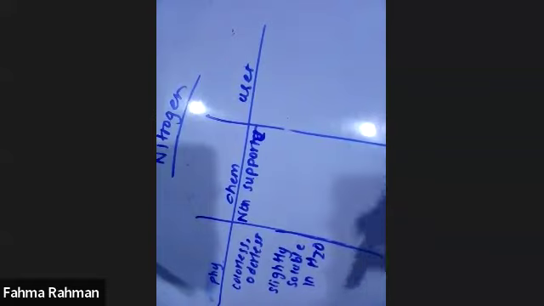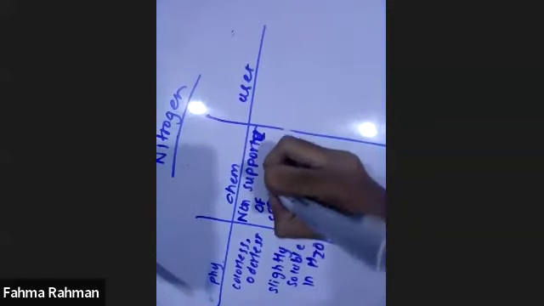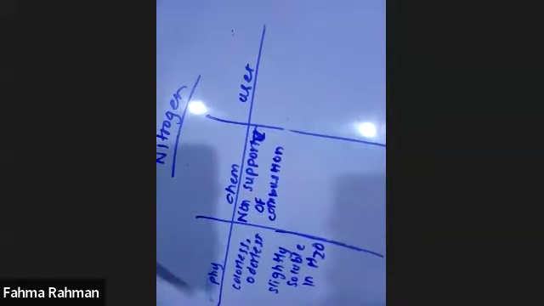Now, if you take nitrogen, nitrogen is a non-supporter of combustion, which is not a combustible gas. So if we are studying this lesson, we have to know about everything in detail. If you take a supporter of combustion, oxygen is a supporter of combustion. Combustion basically takes place in oxygen. Yes, very good. And nitrogen is not a supporter of combustion.